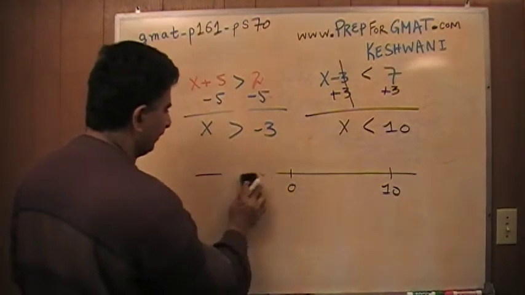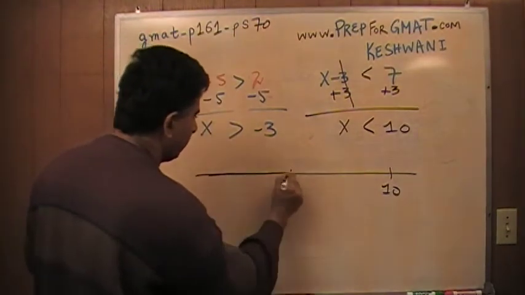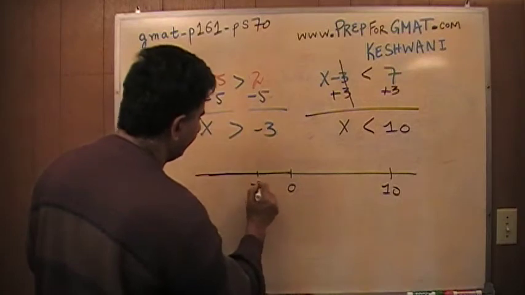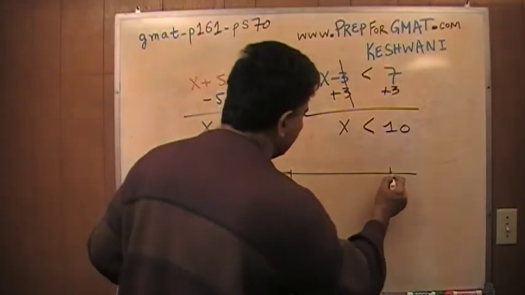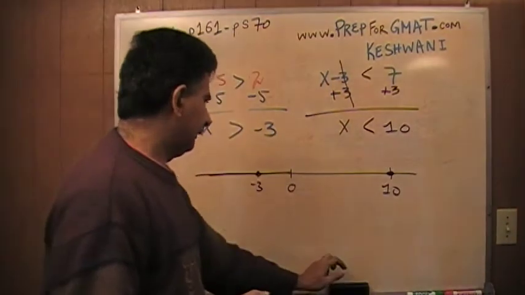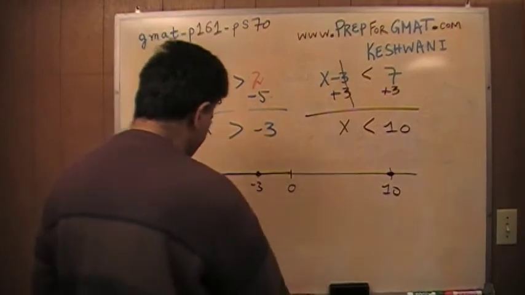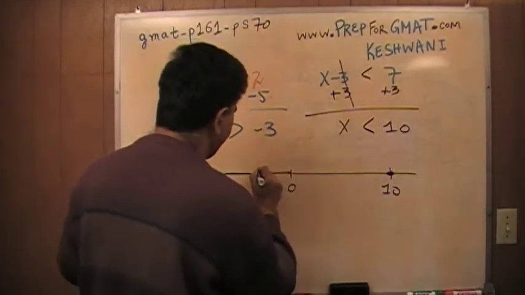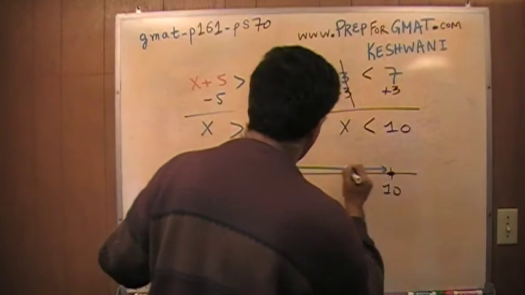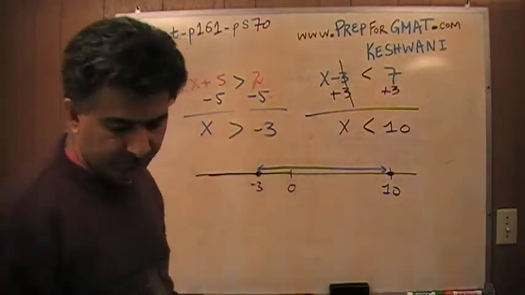It's not drawn to scale. I'm going to redraw it a little bit better. If this is 10, this is negative 3. It goes from here to here. That's it. Anything that falls in this range would work.